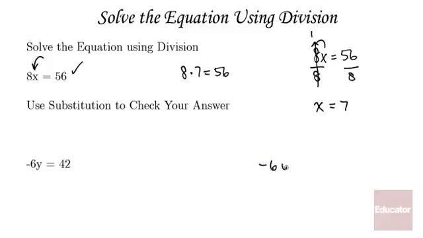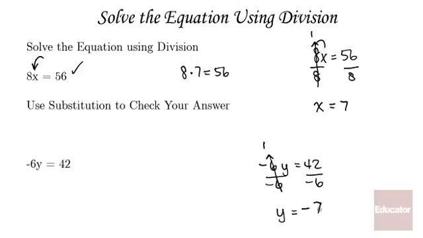Negative 6 times y equals 42. The opposite of multiplying by negative 6 is to divide by negative 6. Negative 6 divided by negative 6 simplifies to 1. And 1 times y is just y. I've isolated the variable. Now remember to think about your signs. A positive divided by a negative is a negative, and 42 divided by 6 is 7.